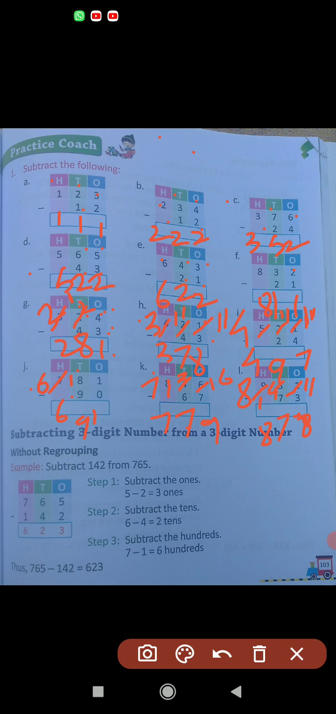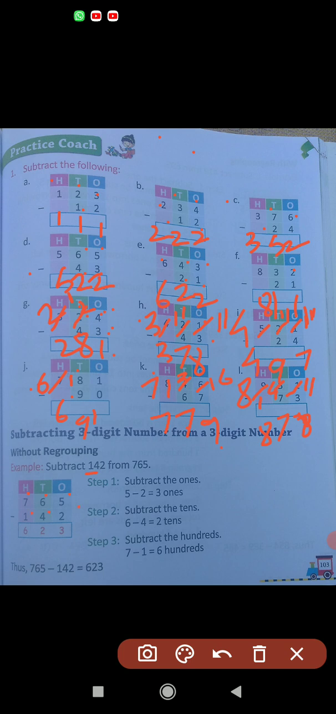Okay. We will take an example. Subtract 142 from 765. Okay. 142 from 765. 142 and 765 are 3-digit numbers. Okay. Now write 765 in the correct column. You can see 7 is at 100th place, 6 is at 10th place, and 5 is at 1st place. Okay. After that, write 142 in the correct columns.